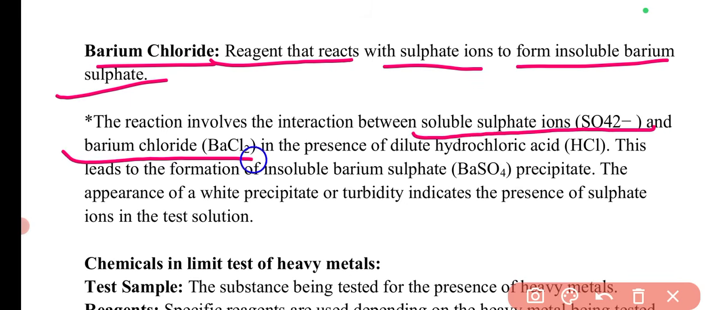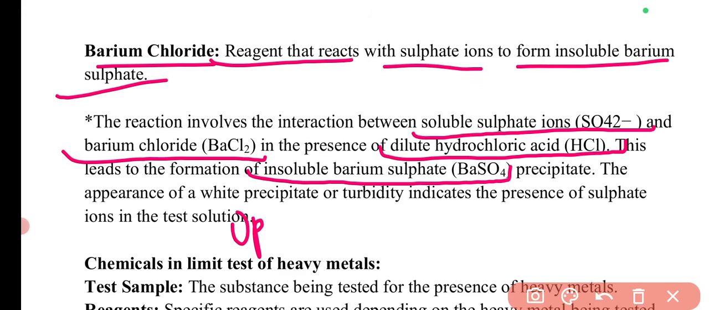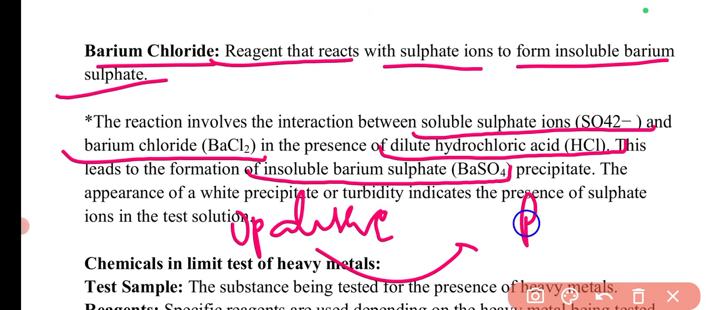They will react with the barium chloride in the presence of dilute hydrochloric acid, which is providing the acidic environment. Then it will lead to the formation of insoluble barium sulfate. Precipitates will be formed, and potassium chloride will be formed along with barium sulfate. So this is a basic reaction. In this also the opalescence will be produced, and it will be checked with the reference sample.